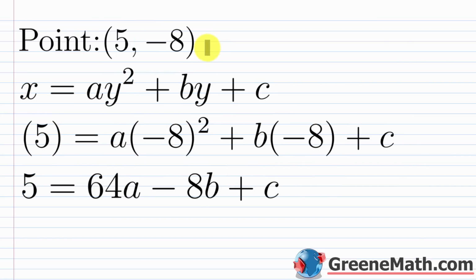All right, the next point we're given is 5, -8. So again, 5 is the x value. So that's going to be over here now. So that's where 5 goes. Then -8 is the y value. So again, that's here now and also here. So that it ends up right there and then right there.